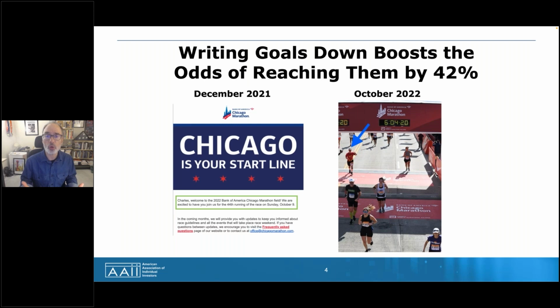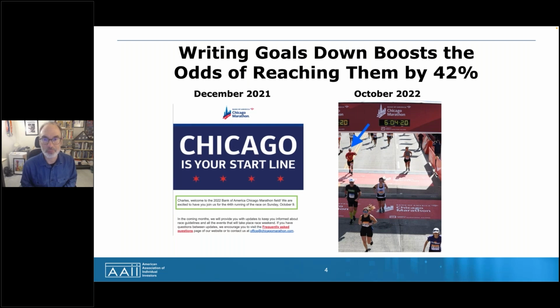And I just want to say the whole reason why we start with goals is that if you simply write down your goals, you're going to have a much greater chance of achieving them. There was a study by Dominican University that said if you just merely write down your goals, you increase your odds of achieving them by 42%. And if you have a plan for reaching those goals, it increases.